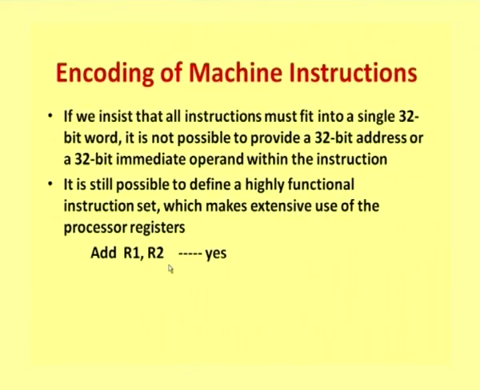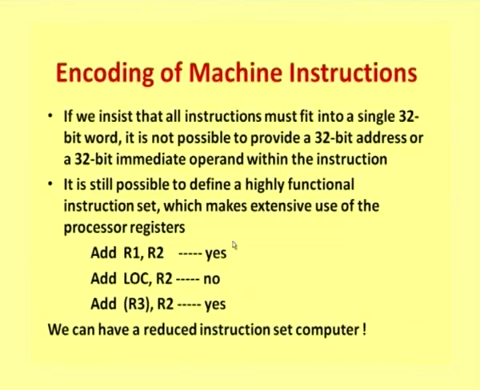So, for instance, I would have add R1 comma R2, this is an agreed instruction. Add location comma R2, this will not be agreed. Okay. So, this is no. Similarly, add R3 comma R2, this is an indirect addressing mode, this is specified, this is yes. Okay. So, these are the types of things that you could do if you want to restrict the instructions to fit within just 32-bit words. This is how we basically deal with reduced instruction set computers. So, we will take a break now and come back to take a look at an example of a RISC architecture.